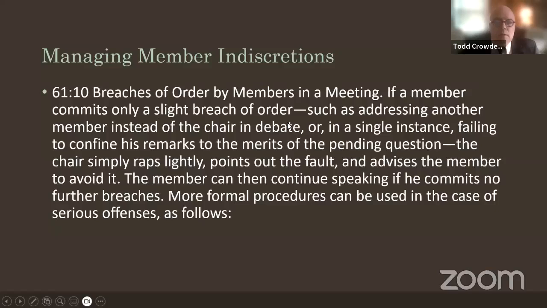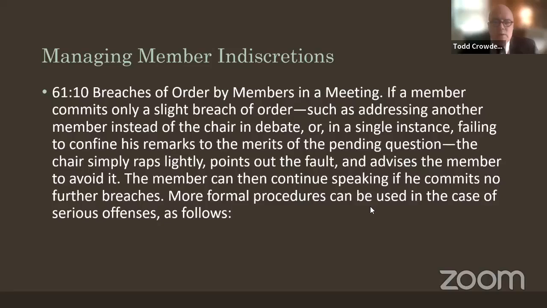Now, yeah, here it is. In Robert's Rules of Order, it says, if a member commits only a slight breach of order, such as addressing another member instead of the chair in debate, or in a single instance, failing to confine his remarks to the merits of the pending question, the chair simply raps the gavel lightly, points out the fault, and advises the member to avoid it. The member can then continue speaking if he commits no further breaches.